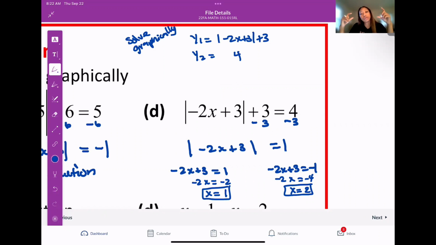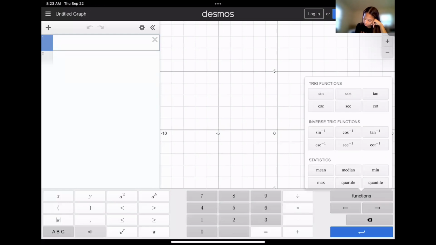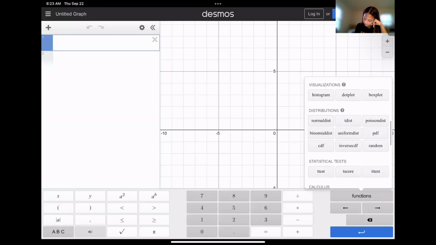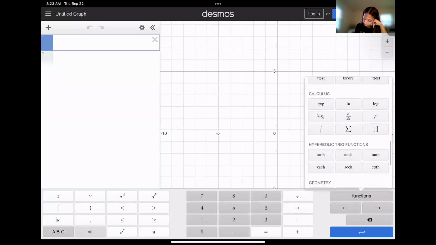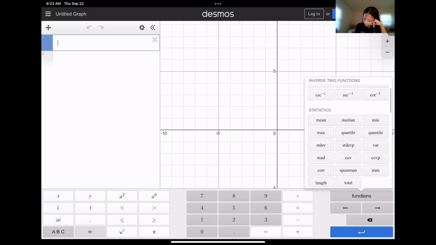Okay, once you have those two equations in, you then find the intersection. And in this case, notice we got 2 answers, so that means that there should be 2 intersection points. We'll look at the graph of this to show why. All right, so we're going to graph absolute value of negative 2x plus 3, and then 4. Let's go to Desmos. Functions. Sorry, I have to find absolute value on here. Where is it?